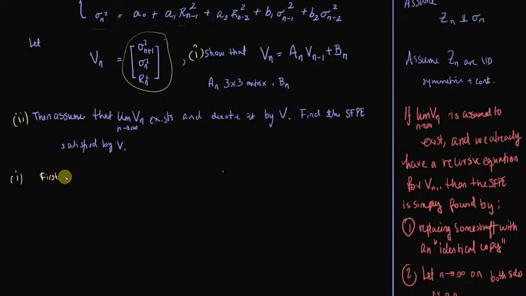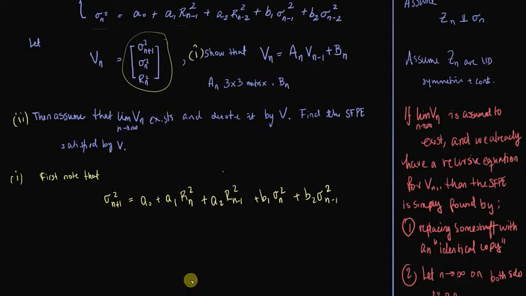So first, note that sigma n plus 1 squared is equal to a0 plus a1 r n squared, because we have n and n minus 1 here. That translates to n plus 1 and n, plus a2 r n minus 1 squared plus b1 sigma n squared plus b2 sigma n minus 1 squared. Can we use this for anything?